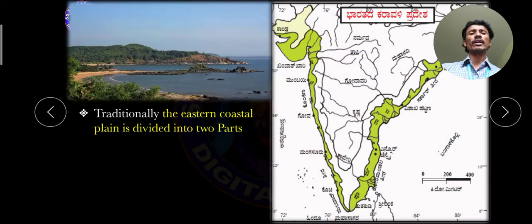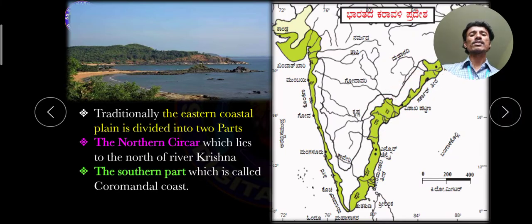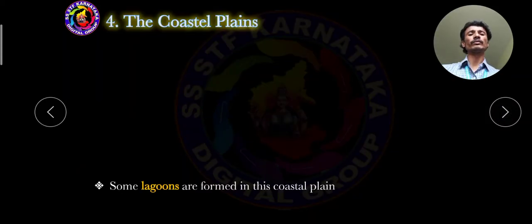And dear students, traditionally the eastern coastal plain is divided into two parts, just as the western coastal plain has three. One is the Northern Circars, up to the river Krishna. Mainly here, the river Krishna. This is the northern Circars part. And the southern part is called the Coromandel coast.